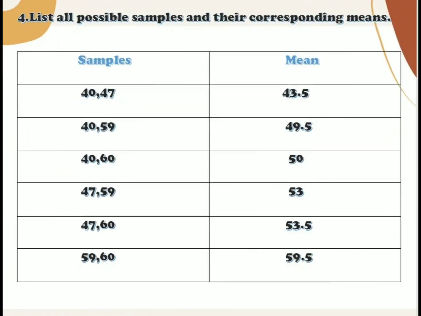Step 4. List all the possible samples and their corresponding means. This table illustrates the possible samples along with the corresponding means. To find its mean, add the two numbers in each sample and divide it by 2. For example, 40 plus 47 is equal to 87, and divide it by 2 to find its mean, which is 43.5. The same solution was used in the remaining cases.